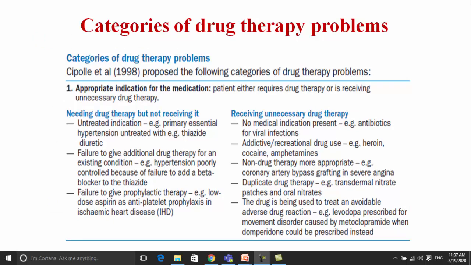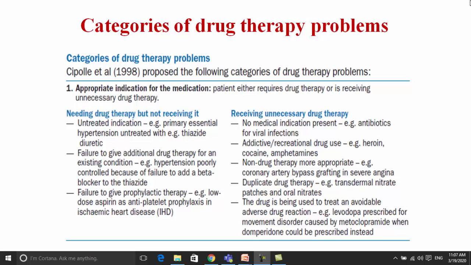Now this is important. This table is important as it clarifies to you the types and categories of drug therapy problems, and you have to understand and memorize each part of each category. Let's talk first about appropriate indication for the patient. The patient either requires drug therapy or is receiving unnecessary drug therapy. So required drug therapy but not receiving it, or receiving unnecessary drug therapy.